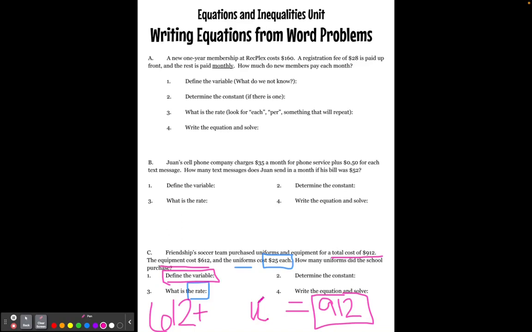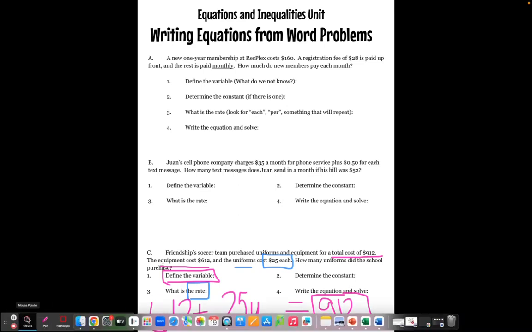Okay, I'm going to shove it up against the cost to represent multiplication, right? We are paying 25 bucks per uniform or for each uniform. So that's why it's multiplying right here. Okay. Again, take a screenshot if you need to. This should walk you through the process. Okay. There are more to actually go through.